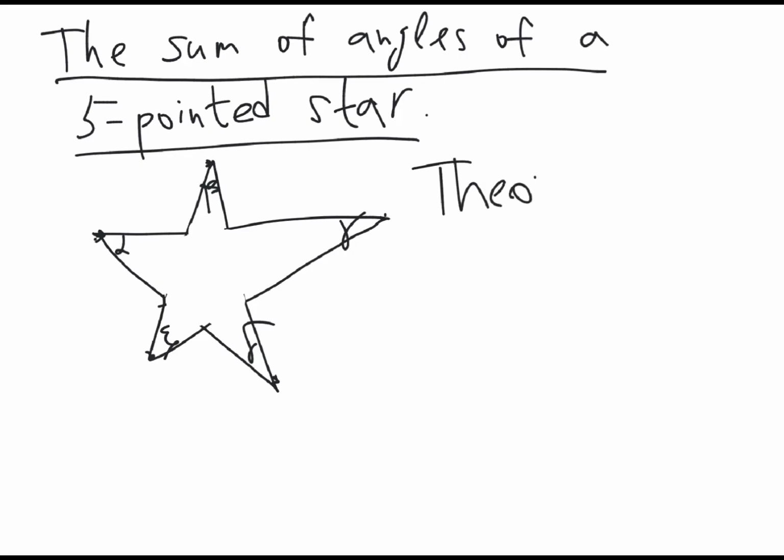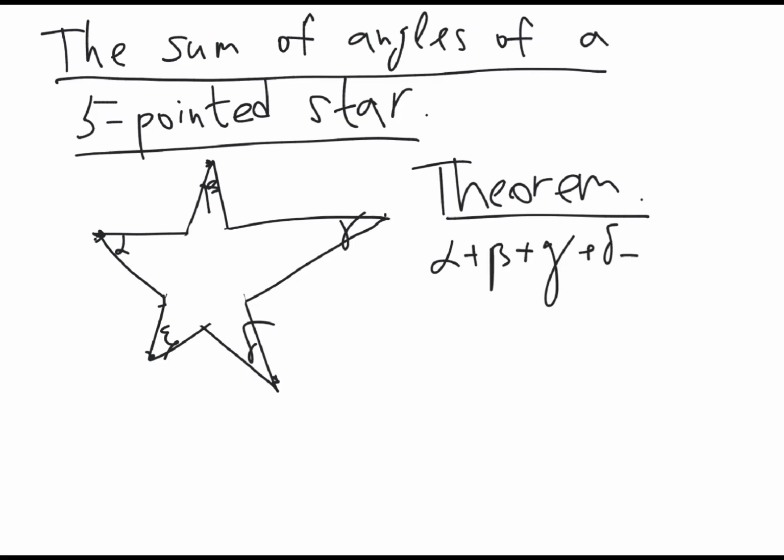And the theorem is that alpha plus beta plus gamma plus delta plus epsilon is equal to 180 degrees. So again, this star doesn't have to be regular, so it can be very irregular.